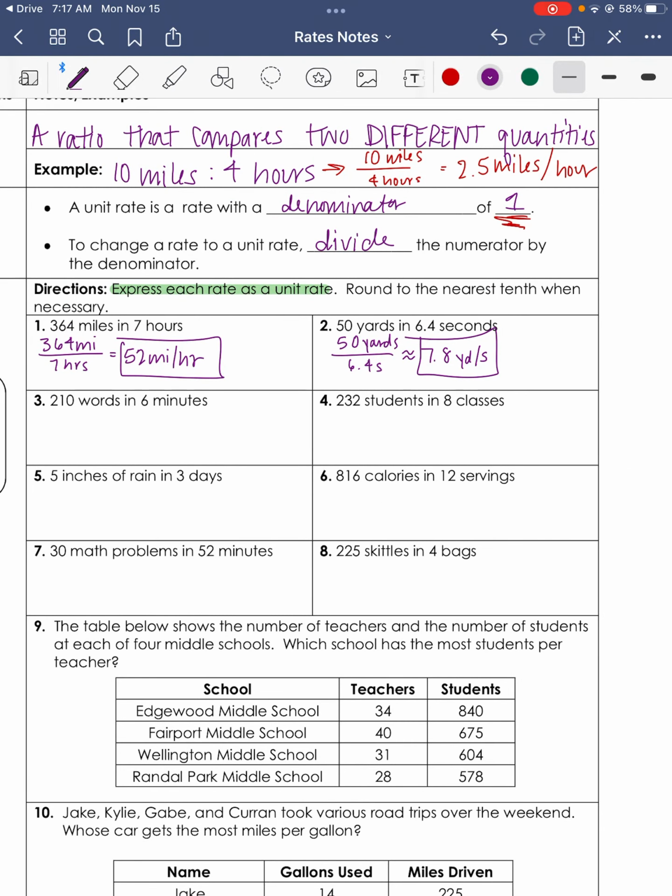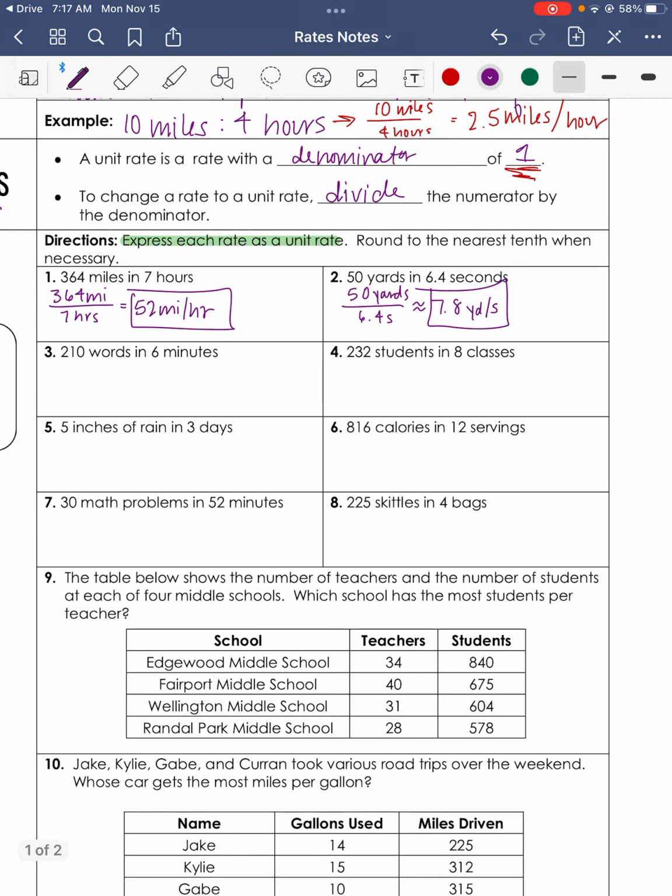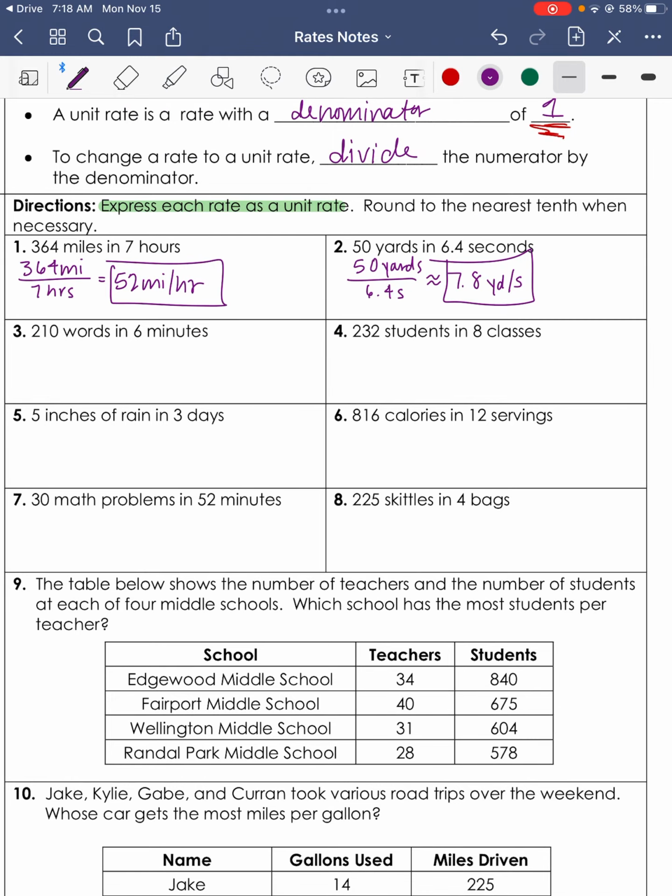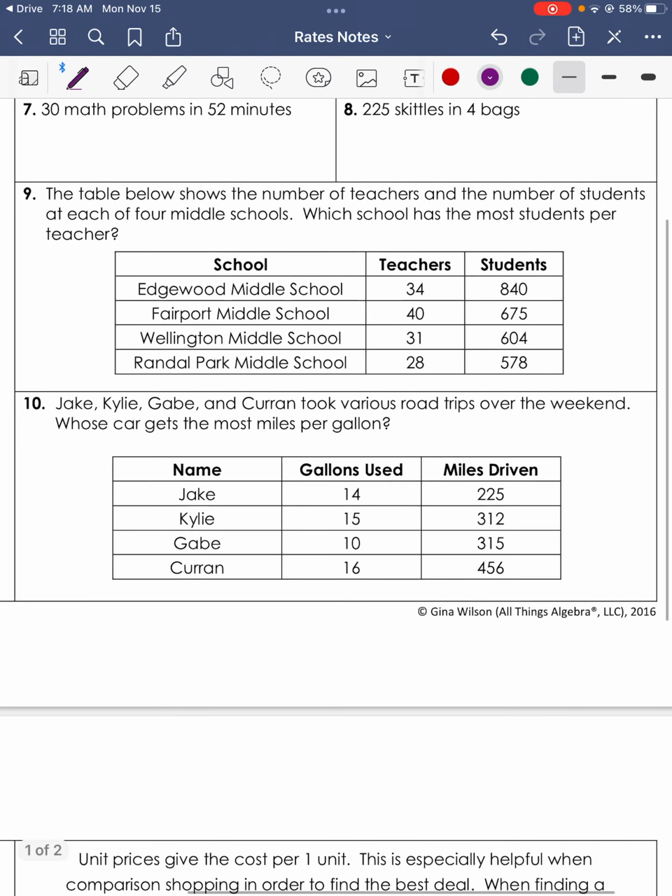Go ahead and finish numbers 3 through 8. The first number is going to be the numerator. The second number is going to be the denominator. You really just divide them in the calculator and then write the new units. Okay, so let's jump down to number 9.